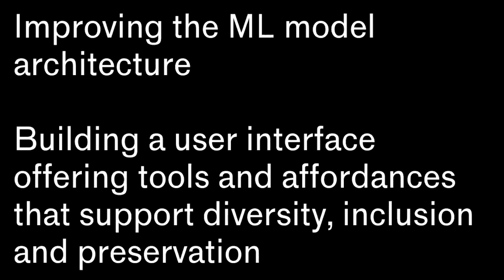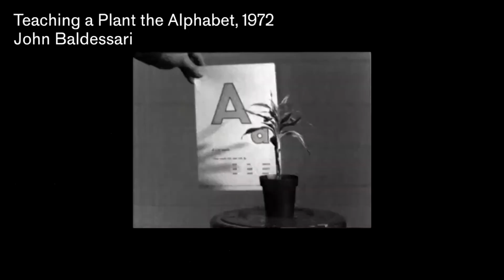And secondly, to build a user interface that offers tools and affordances that support diversity, inclusion, and preservation across different typographic landscapes. So it seems appropriate to end this talk with a video still from John Baldessari's 1972 performance, Teaching a Plant the Alphabet.